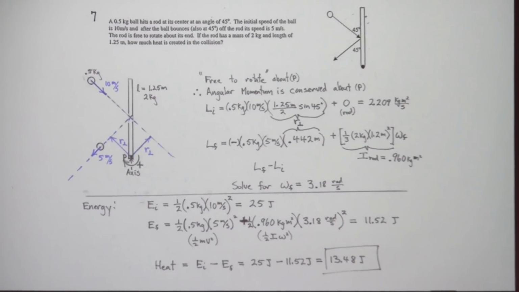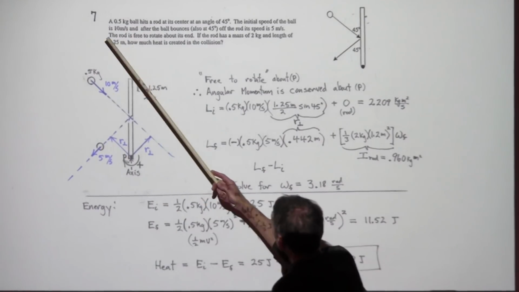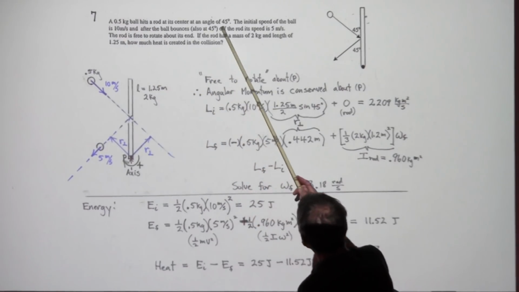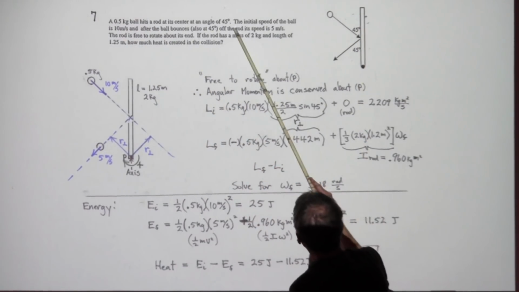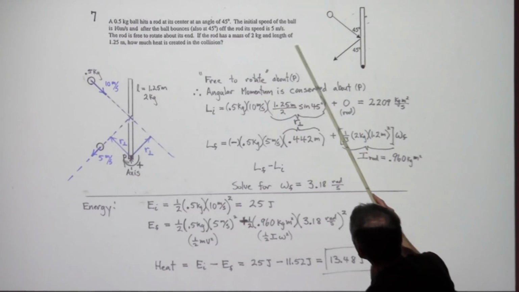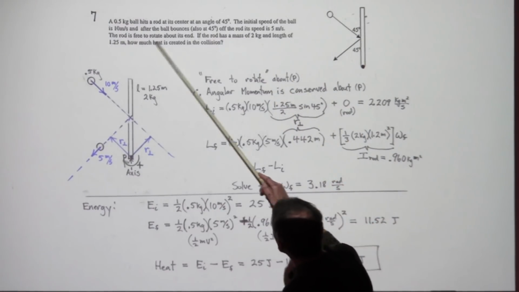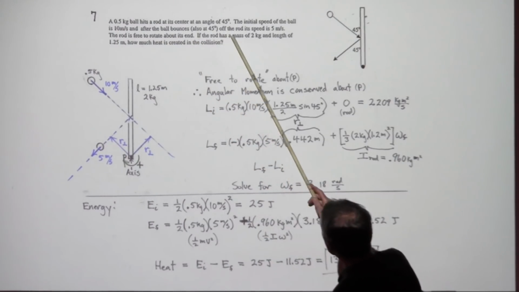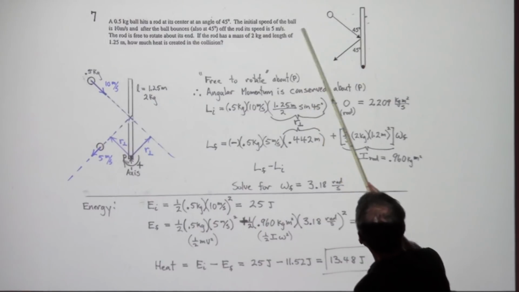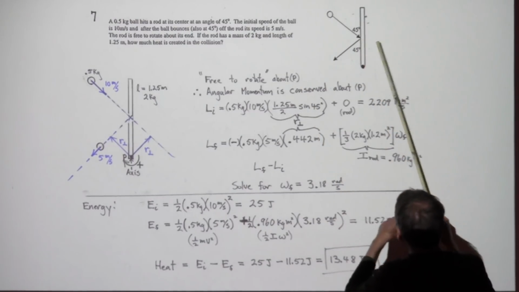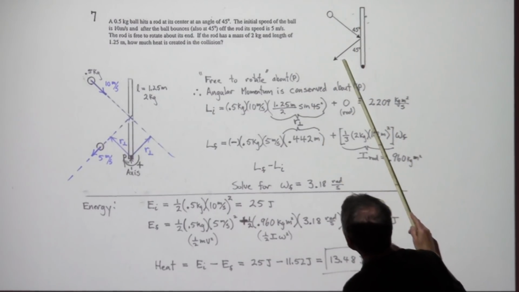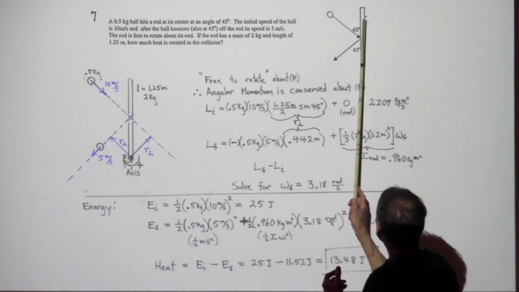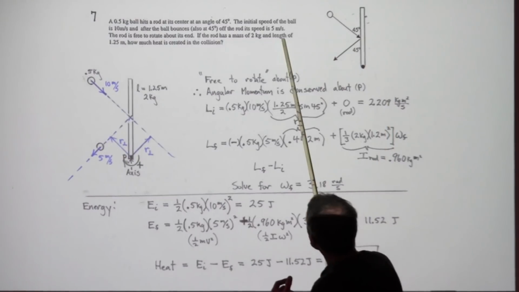And I think this is actually a little easier to see, but let's look at the wording here. We've got a 0.5 kilogram ball that hits the rod at its center at an angle of 45 degrees coming in. The initial speed of the ball is 10 meters per second, and after the ball bounces, also at 45 degrees, off the rod, its speed is 5 meters per second. So it's going to come in and bounce off, but it's going to lose some of its speed. It's going to give up some of its energy that's going to boot this thing and cause this thing to rotate.